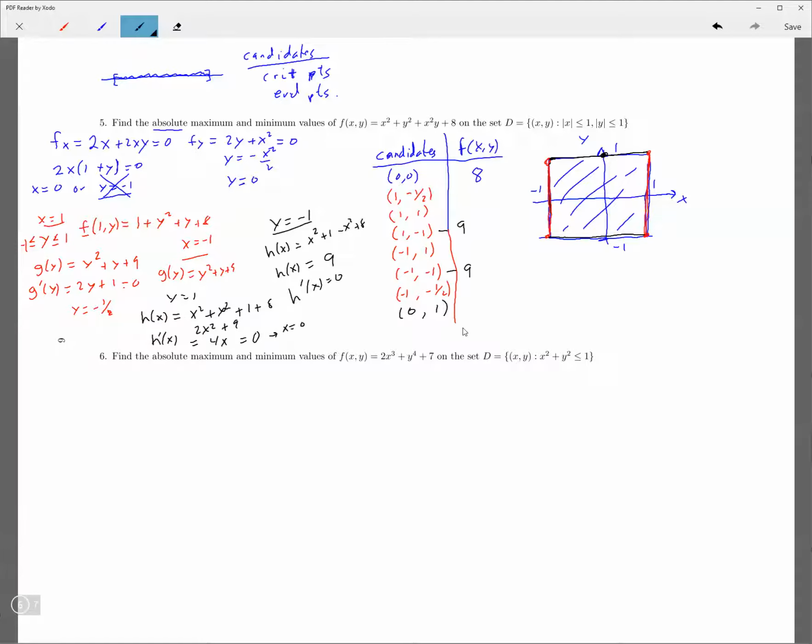Okay, so we got to figure out what these other values are. So let's try the easy ones first. So 1, 1, put 1s in here. That's 1, 2, 3. That's going to give you 11. This one is also going to give you 11. This one, when x is 0 and y is 1, that's going to give you 9.